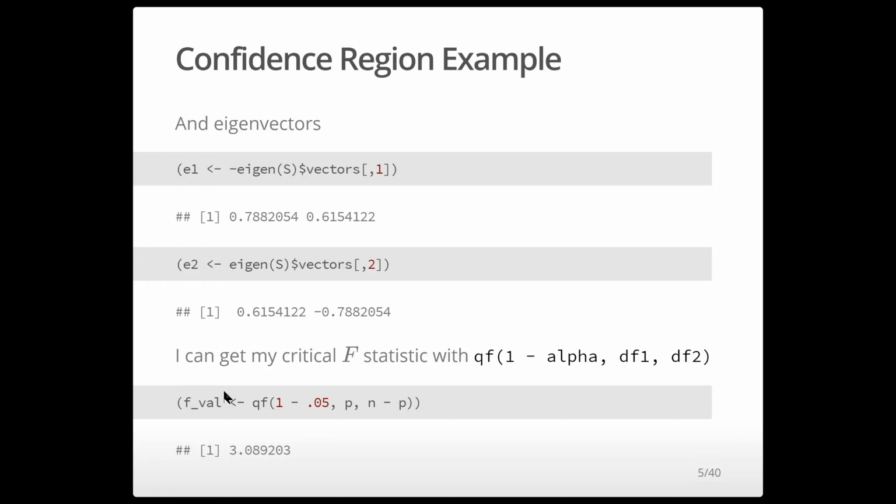And then I need to get my critical f statistic. This is the value of f that would be at exactly alpha equals 0.05. I can do that with the qf function. So I have to take 1 minus alpha as the first argument, and the 2 degrees of freedom as the second argument. So here I'm taking 1 minus 0.05, and then p and n minus p for my degrees of freedom. It turns out that f value is about 3.09.